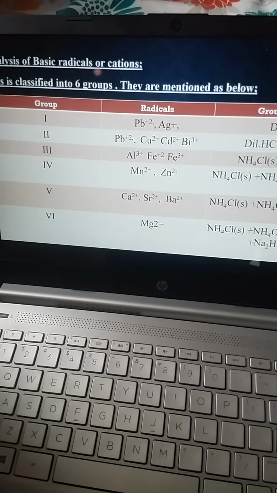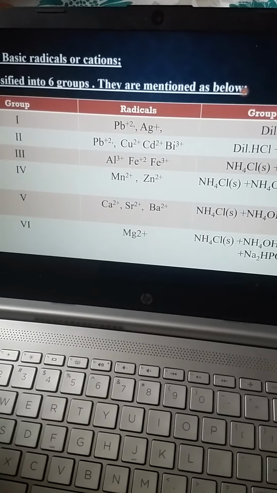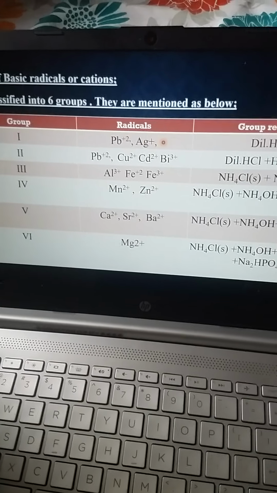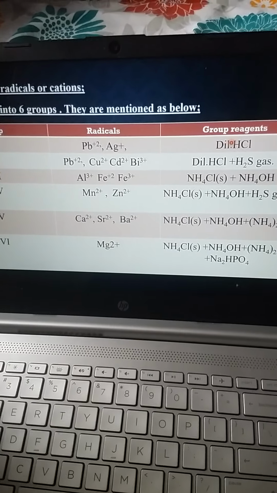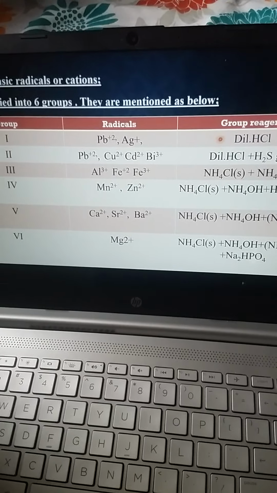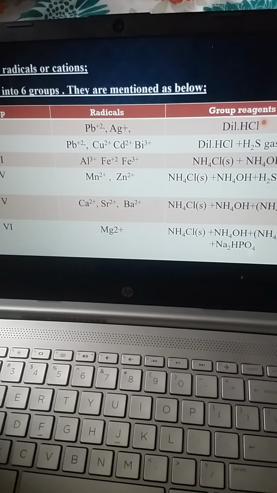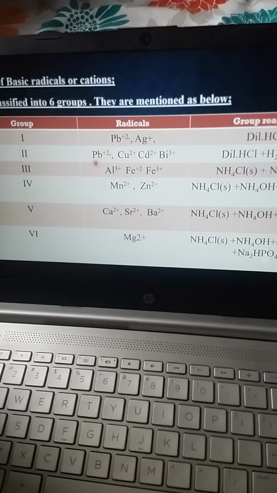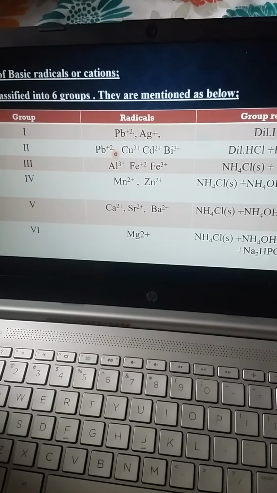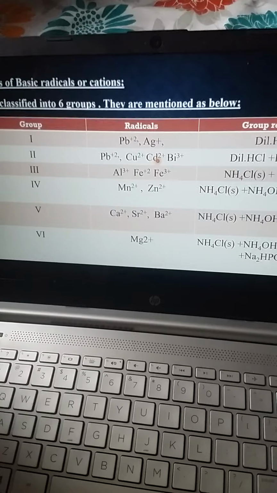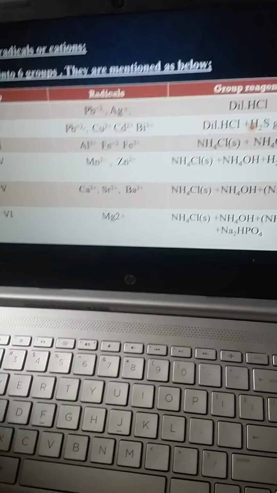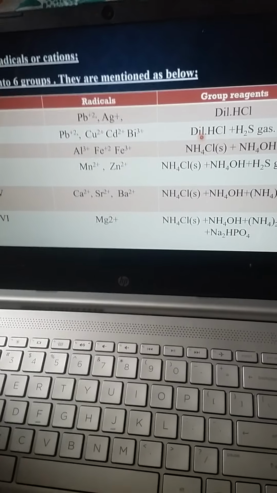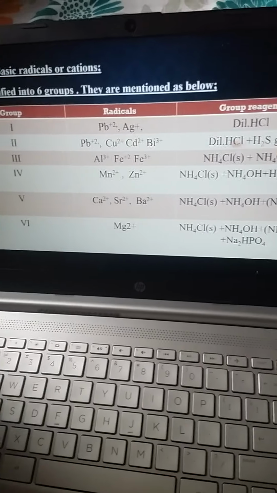The basic radicals are majorly classified into 6 groups. They are mentioned as below. The first group basic radicals contain lead or silver ion, and the group reagent used for the first group is dilute HCl. Similarly, the second group basic radicals contain lead, cupric, cadmium or bismuth ion, and the group reagent used for the second group is dilute HCl plus H2S gas.